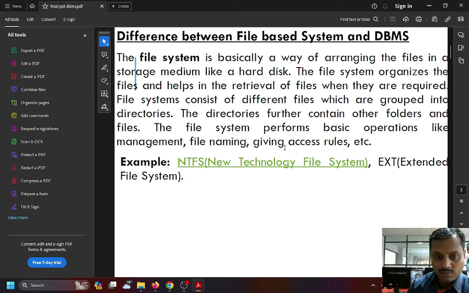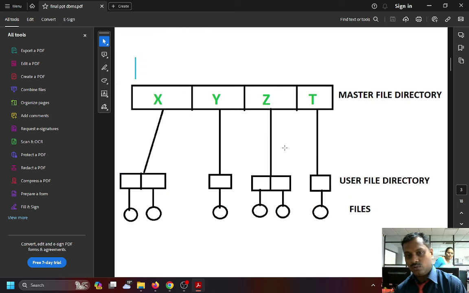When you create a directory or folder in a Windows system, how exactly does it look? See here. You create folders, which are called a master file directory. Within that, you create the user files, or you may create directories. So this is with respect to the Windows system.